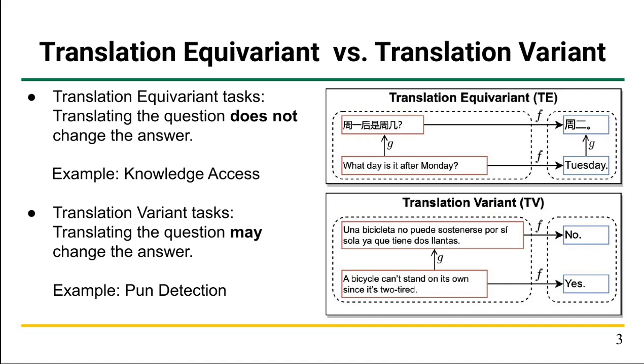For translation variant problems, or TV problems, translating the input may change the correct output. TV problems rely heavily on the language used. In the lower part of the figure, we can see an example of a TV problem: pun detection. The English input contains a pun. A bicycle can't stand on its own since it's too tired. However, the Spanish translation has no such pun.